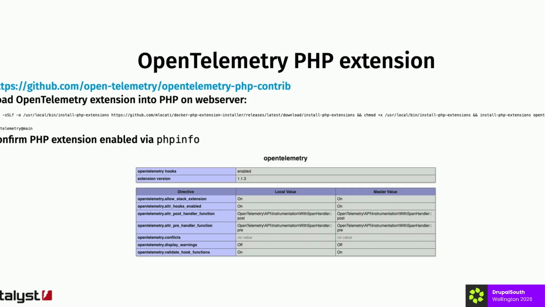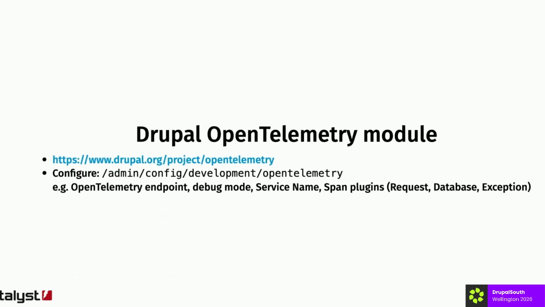So you load your OpenTelemetry into your PHP set of modules, and then you can confirm that that's installed properly using phpinfo. This is if you fire up the OpenTelemetry contrib module, then you tell it where you're going to send your OpenTelemetry. So you could actually put a Grafana Cloud endpoint directly in there and just ship straight from your Drupal instance straight into Grafana Cloud.